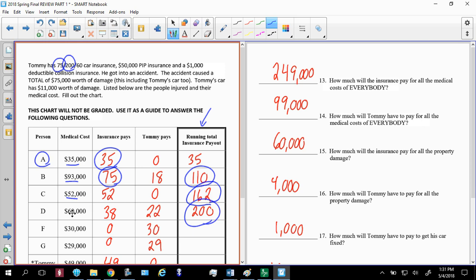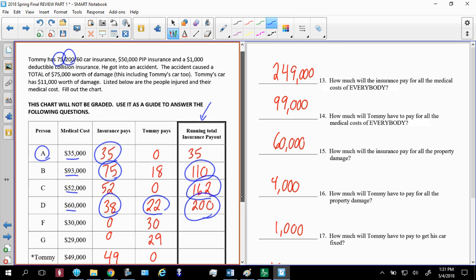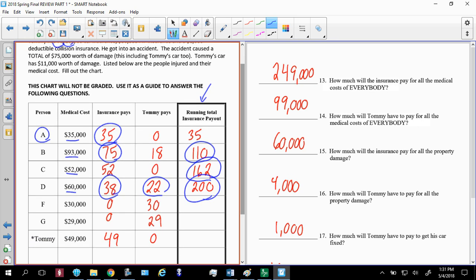So D needs 60 grand. Now, granted, 60,000 is less than 75, but the insurance will not pay over 200. So that means the insurance will top out after it pays 38 grand, which means Tommy's got to pay the difference. So after victim D, everything else the insurance is not going to pay, and Tommy's got to pick up the tab.